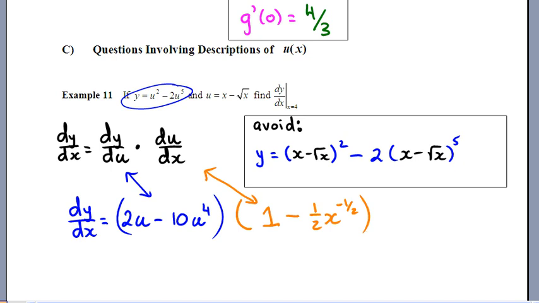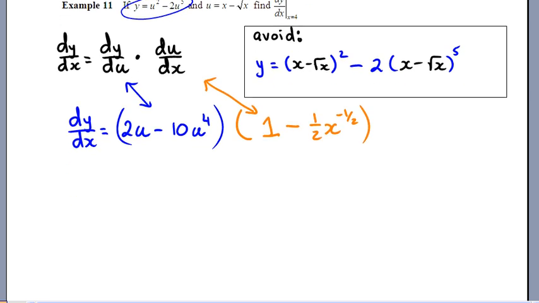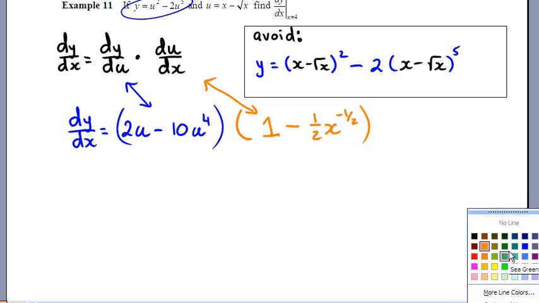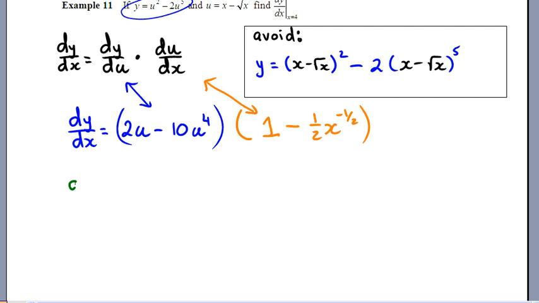Now they do have one last instruction. They want you to evaluate this at a certain moment. Can you find dy/dx at the moment when x is equal to 4? And the answer is sure. Yeah, I can do that at the moment when x is 4. No problem. Until I get to here.